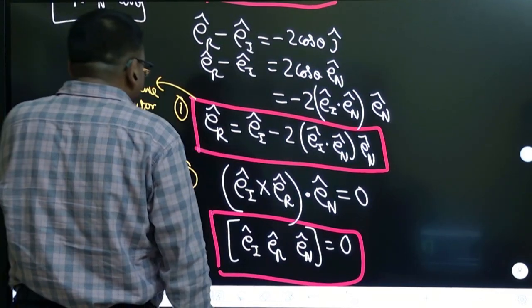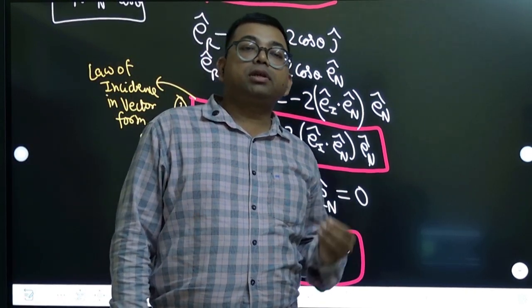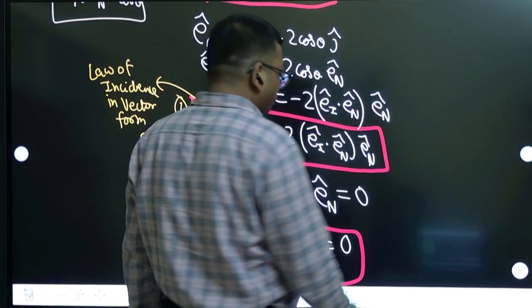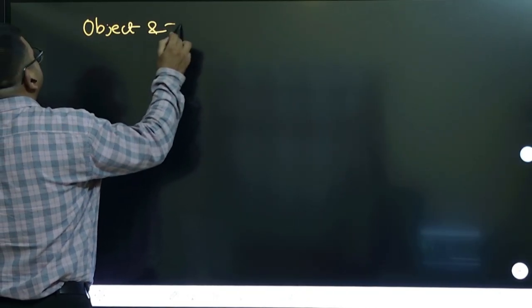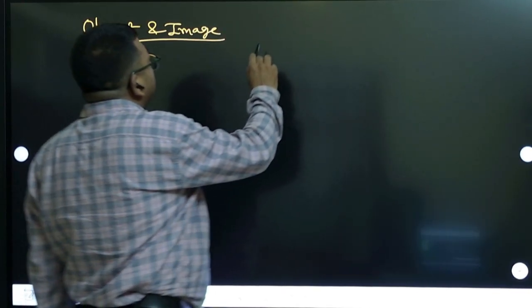Then we are going to see also what is object, what is image, and what is real and what is virtual. Object and image, real and virtual.